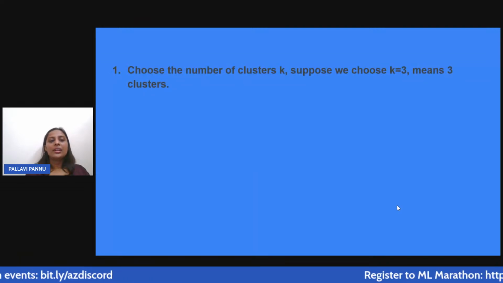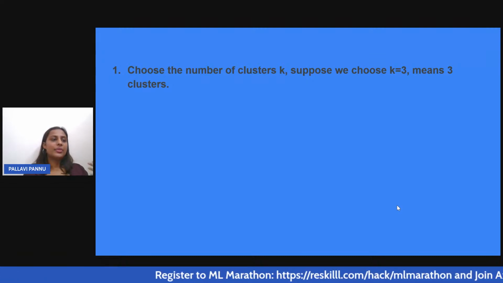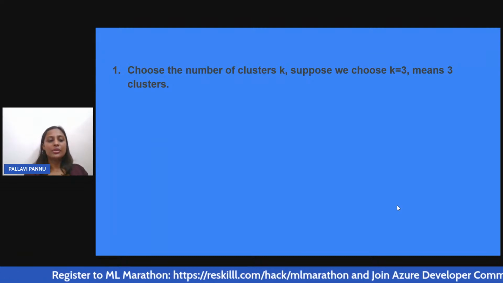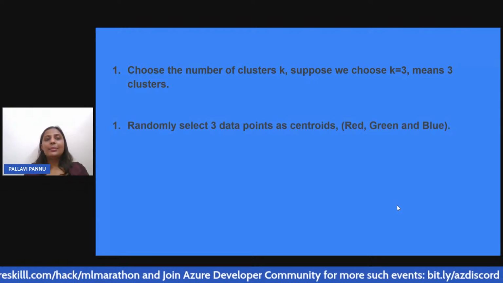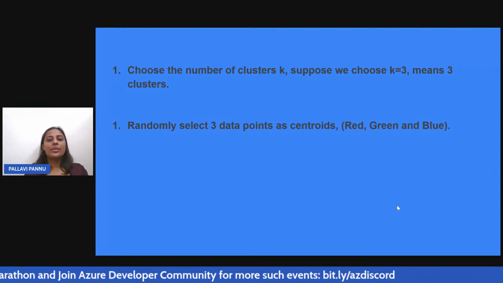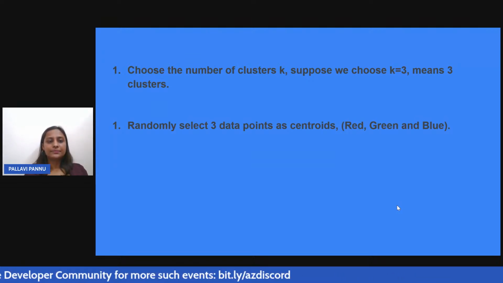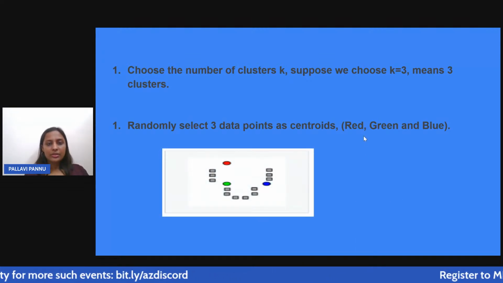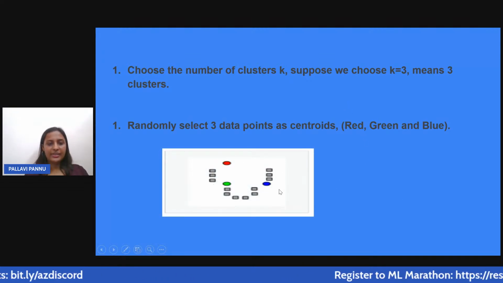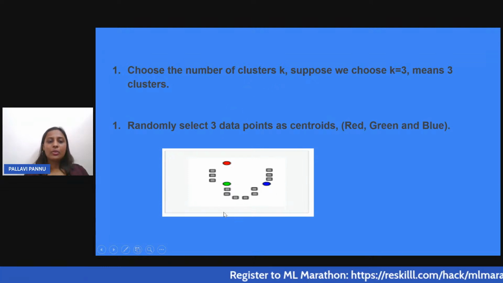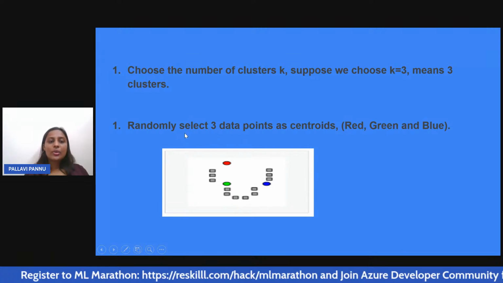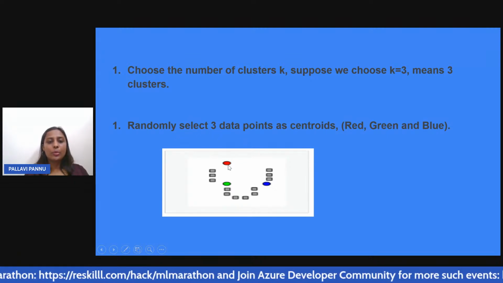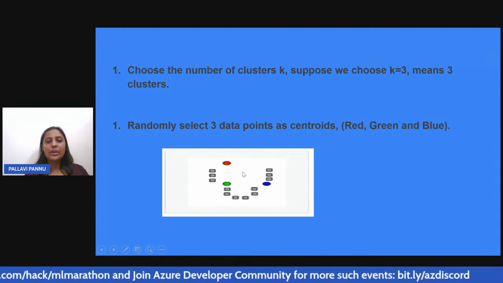Step one is to choose the number of clusters. Suppose you said, hey, I want to build three clusters. So you choose k equal to 3. Next, I will randomly select three data points as centroids. As you can see on the screen, this was my whole data set. For this data set, I'm choosing three clusters, so I randomly selected three data points, this data point and this data point, as centroids.